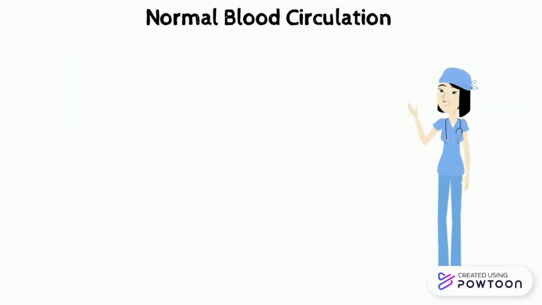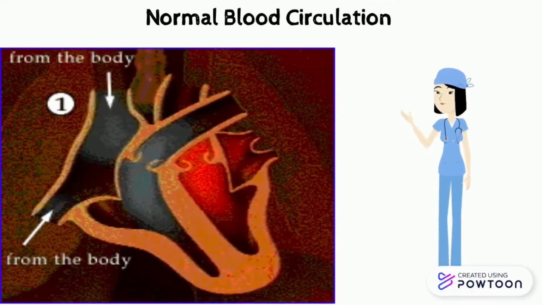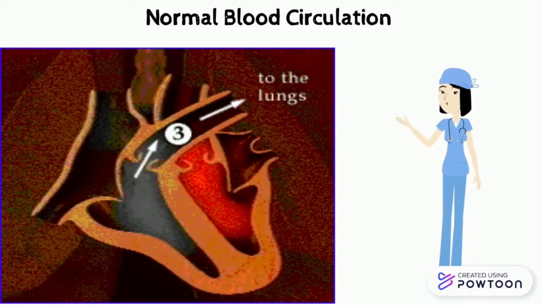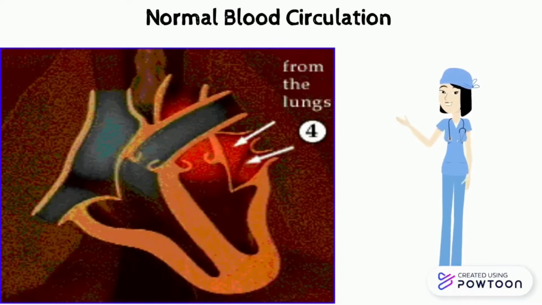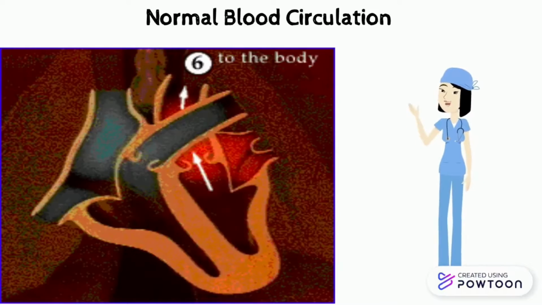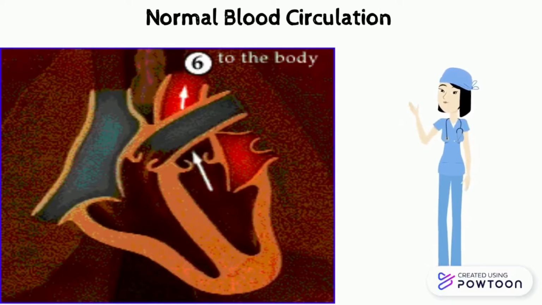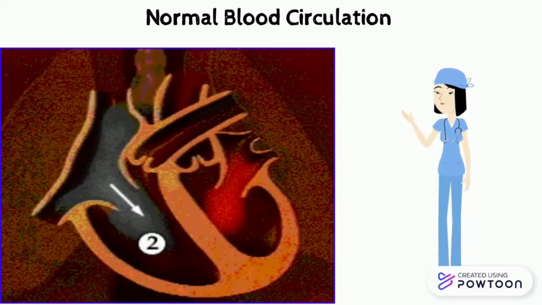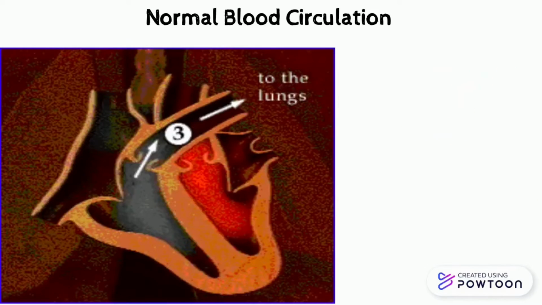In a normal blood circulation, the right ventricle pumps the oxygen-poor blood to the lungs through the pulmonary valve. The left atrium receives oxygen-rich blood from the lungs and pumps it to the left ventricle through the mitral valve. The left ventricle pumps the oxygen-rich blood through the aortic valve out to the rest of the body.